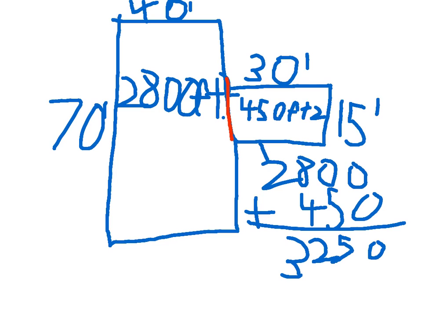She added this line right here and made a rectangle here and a rectangle here, and we found the area of both rectangles. So the area of this rectangle was 2,800 feet squared. The area of this one was 450 feet squared, and in order to find the total area, we just added them together so that our final answer was 3,250 feet squared.